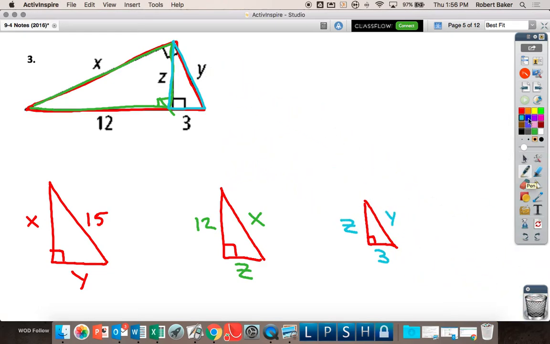What do you want to start with? X. So I have an X right here, and I have an X right here. I wonder which two triangles I should be using. The big one and the medium one. So it doesn't really matter how you set it up. You can go big over medium, or medium over big. Big over medium.